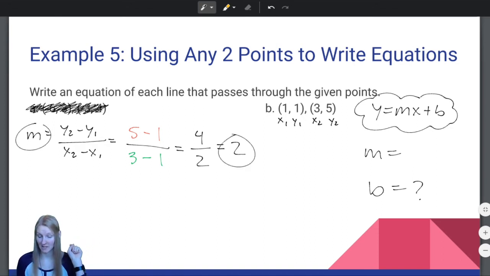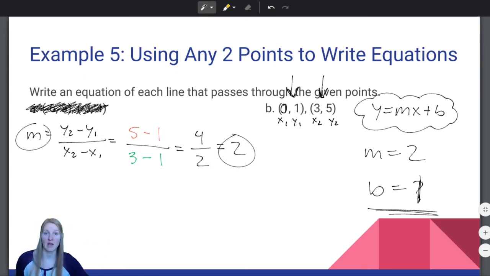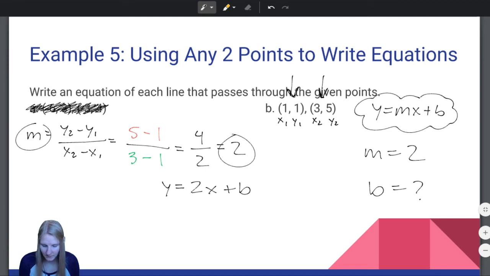The slope is 2. Now, I can't find b from the points. X isn't equal to 0. If this were a 0, boom, done. B is 1. Live happily ever after. Problem is done. But because x is not 0, we have to solve for b. Which means I'm going to take my y equals 2x plus b.